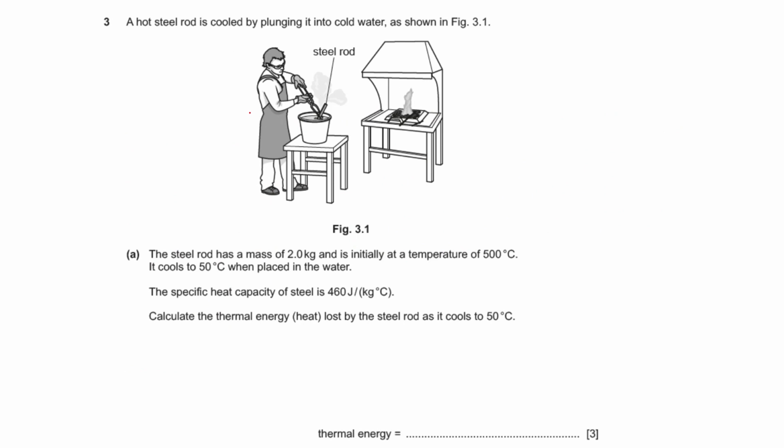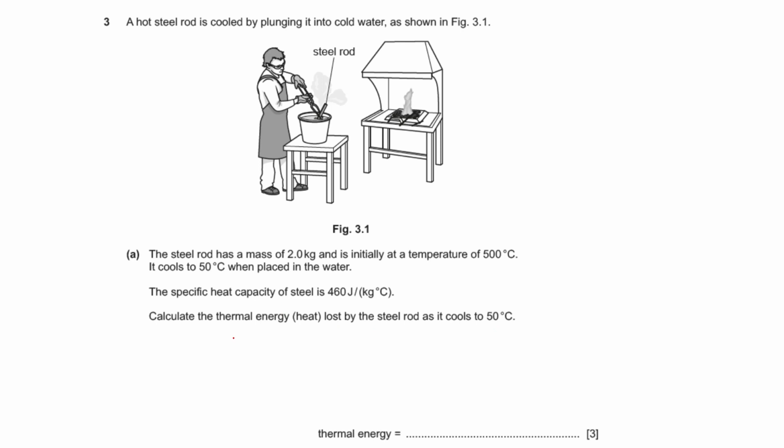Next part, it says that a hot steel rod is cooled by plunging it into water, as shown in the figure. The steel rod has a mass of 2 kg and is initially at temperature 500 degrees centigrade. It cools to 50 degrees when placed in water. The specific heat capacity is 460 joules per kilogram per degree centigrade. Calculate the thermal energy, or heat, lost by the steel rod as it cools to 50 degrees centigrade.